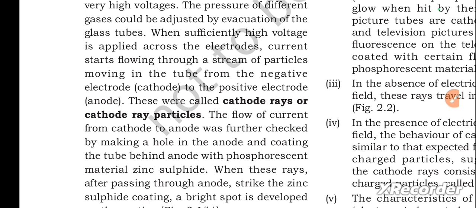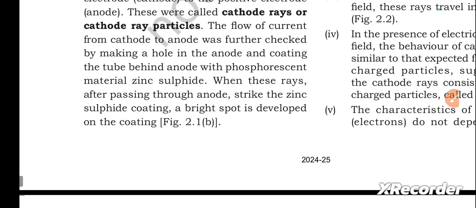The flow of current from cathode to anode was further checked by making a hole in the anode and coating the tube behind anode with phosphorescent material zinc sulfide. When these rays, after passing through anode, strike the zinc sulfide coating, a bright spot is developed on the coating.